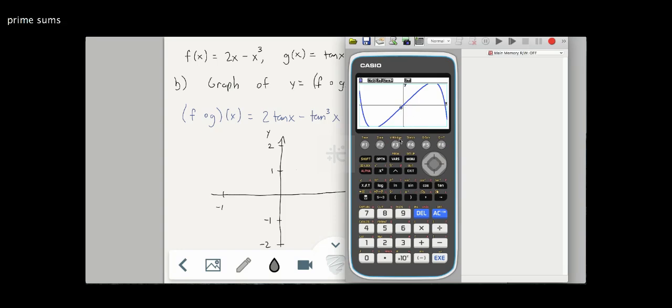Okay, I'm going to have to adjust my window. So x goes from -1 to 1. Y goes from -2 to 2. So there we go. So here's our graph.